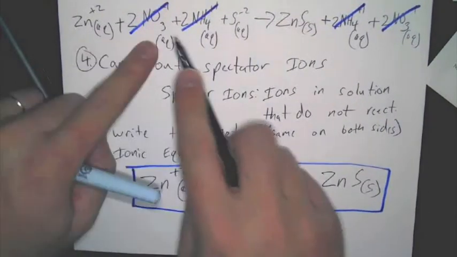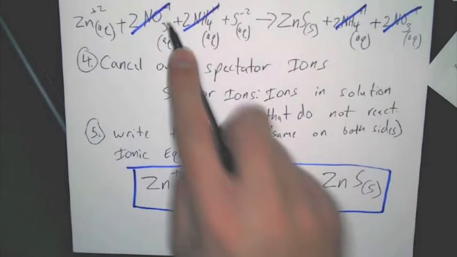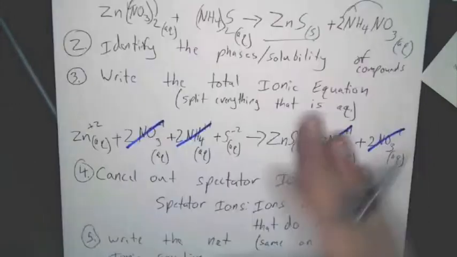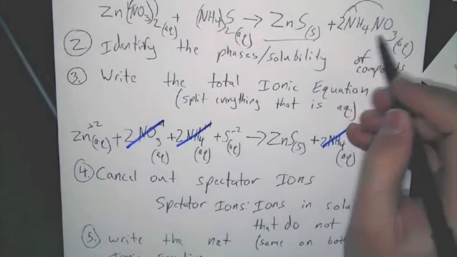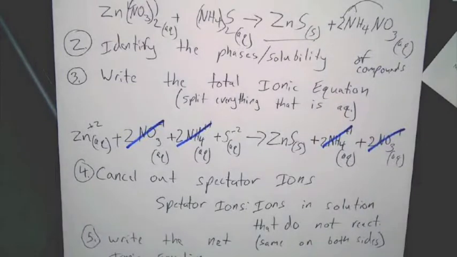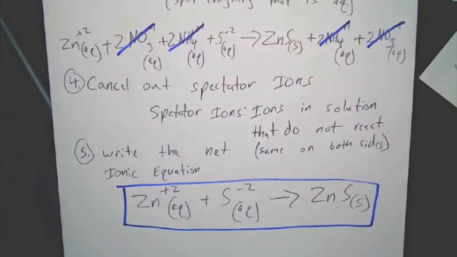What you can see here is that your nitrate and your ammonium ions don't do anything. Because when nitrate and ammonium come into contact, they do form a compound, ammonium nitrate. But in doing so, it's soluble, so they immediately dissolve, so in reality, nothing happens. So that's why they're called spectator ions.